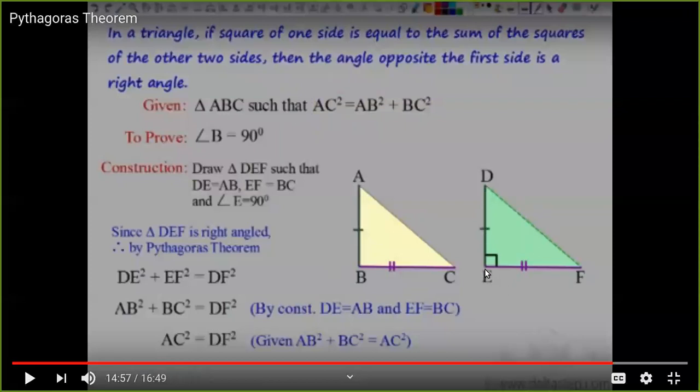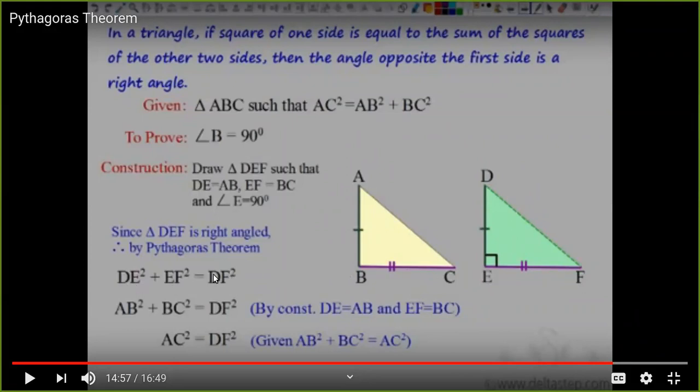Because we have constructed a right triangle DEF, I can apply the Pythagoras here. So when I apply the Pythagoras on the second triangle DEF, I know DF is the hypotenuse, because E is the right angle, the side opposite to the right angle is the hypotenuse. So when I apply the Pythagoras on this triangle DEF, I am getting DF square is equal to EF square plus DE square. Just the application of the Pythagoras.